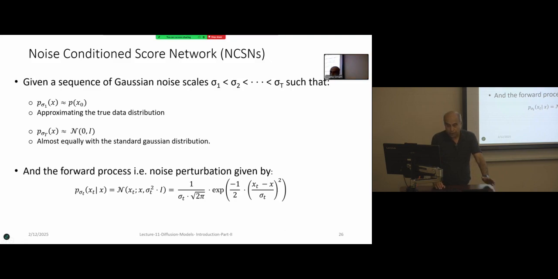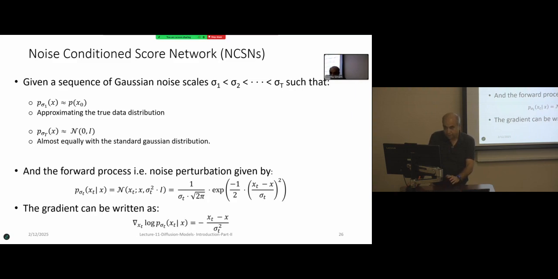And now what we are going to estimate will actually be the log gradient of that, right? This is exponential. If you take a log of the exponential, then it will disappear, and you take a gradient of this. So the gradient of xt minus x will be what? If you differentiate (xt minus x) whole square, what will be the derivative? Yeah, so this will be the derivative, right? This is the gradient: xt minus x upon sigma t square.